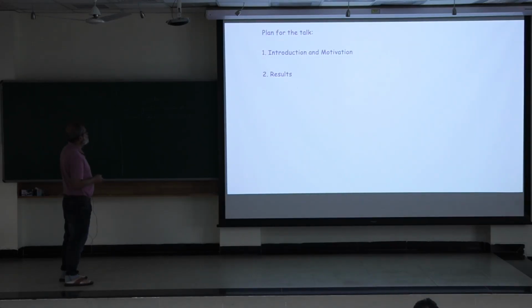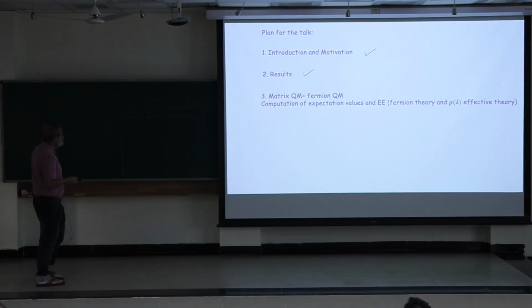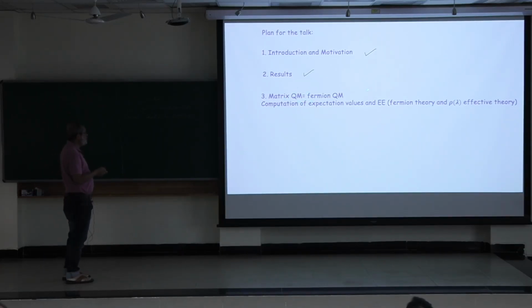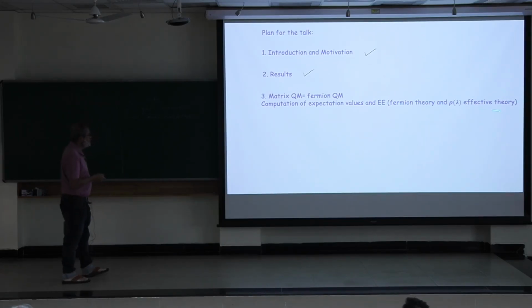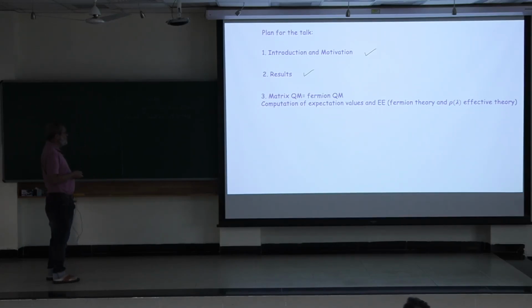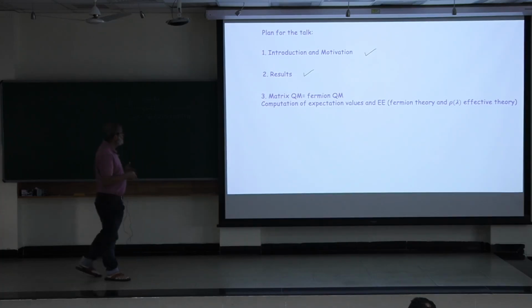Okay, so the plan for the talk. So these are done. I'll explain first the matrix quantum mechanics, how that corresponds to fermion quantum mechanics, the computation of expectation values and entanglement entropy using the fermion theory as well as the rho lambda, the density variable theory, effective theory. And here, first I'm going to say things about finite but large N.